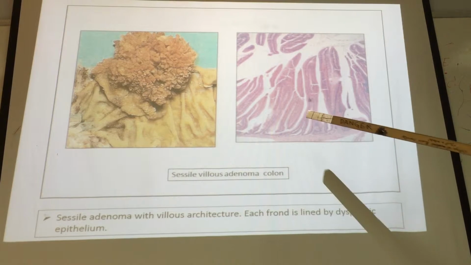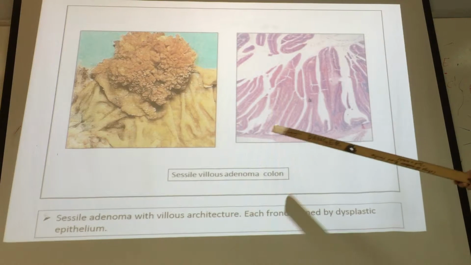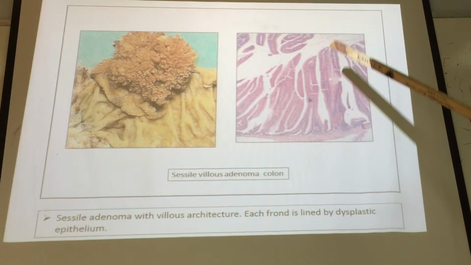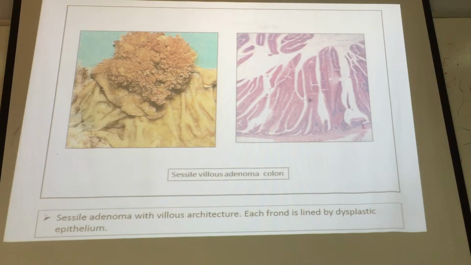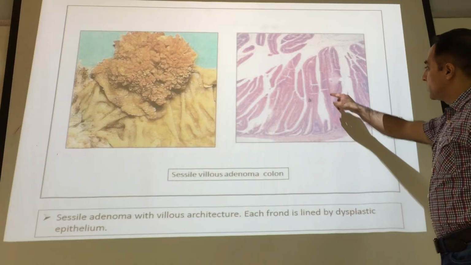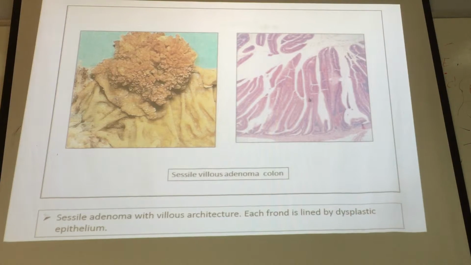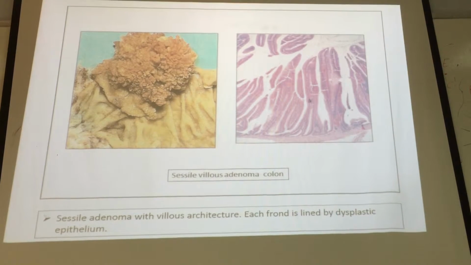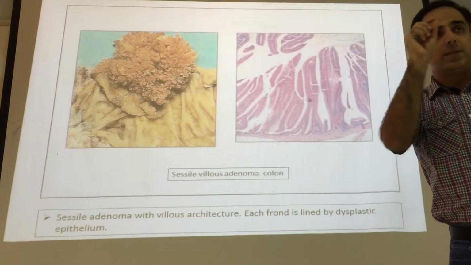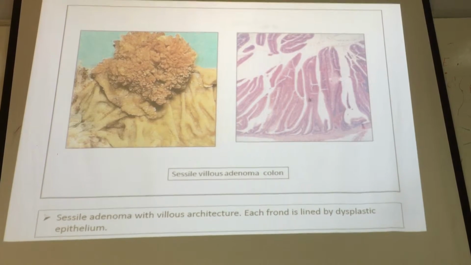So here, sessile adenoma with villus architecture. Each front is lined by dysplastic epithelium. So this is a darker color of the epithelium. But if you bring it more closer, you can see the cellular morphology, the nuclei. How do they look like? Whether they are pleomorphic or not.